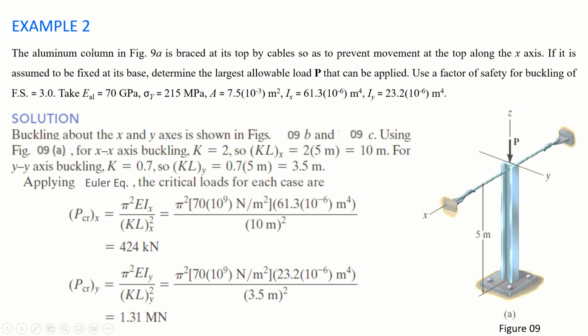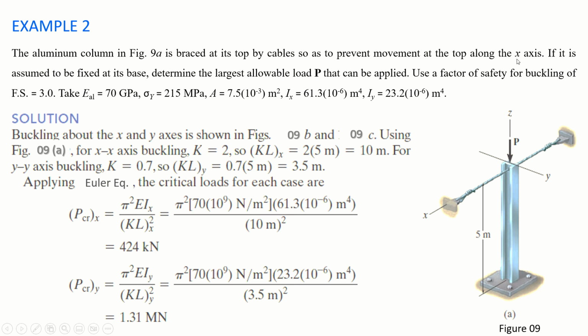So solving another example on the basis of what we just learned, the given data is the aluminum column in figure 9a. This is figure 9a, is braced at its top by cables, but please keep in mind that it is braced in only one direction, which is in x-axis, right? In y-axis it is free. It can buckle in this direction about x-axis, right?